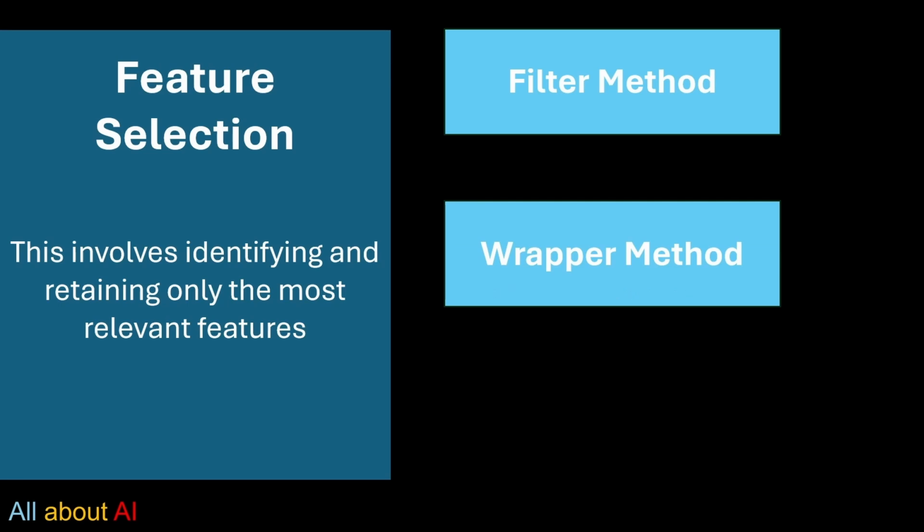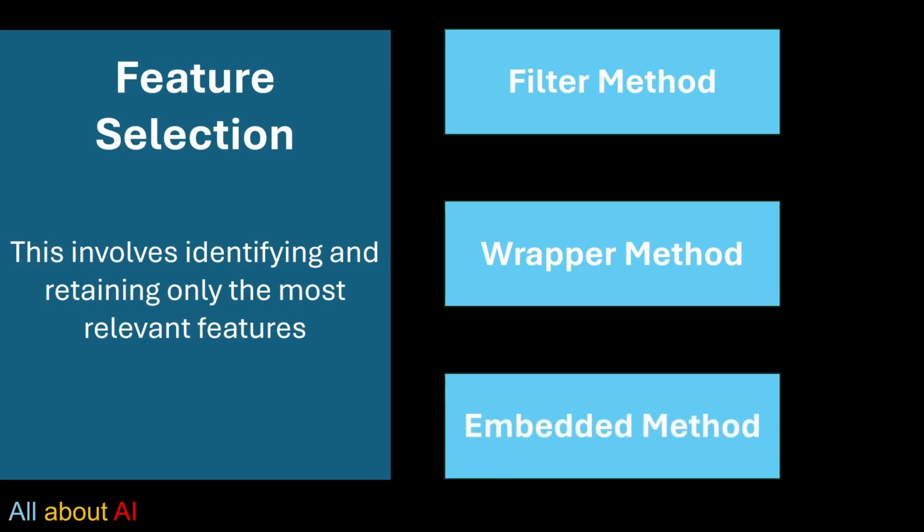Another way to do feature selection is called the wrapper method. In the wrapper method, we use a predictive model to evaluate the combination of features and select the best subset. Another method is the embedded method. In this embedded method, we perform feature selection as part of the model training process using methods like regularization, say lasso, or tree-based methods like random forest.